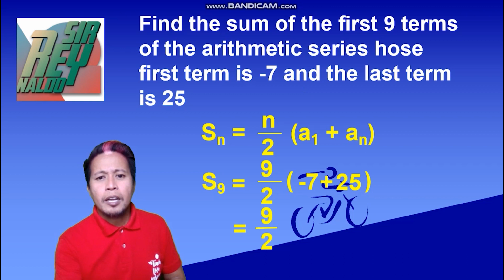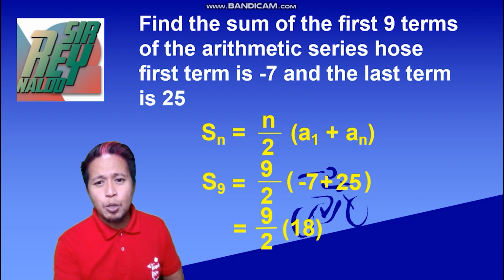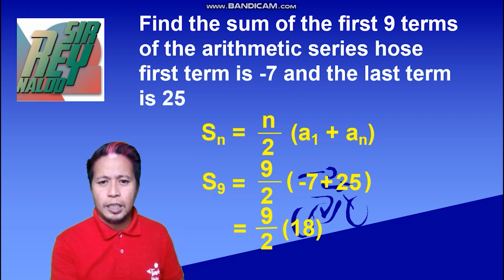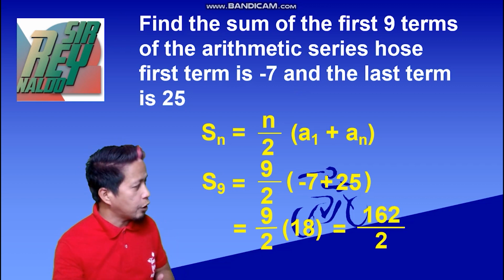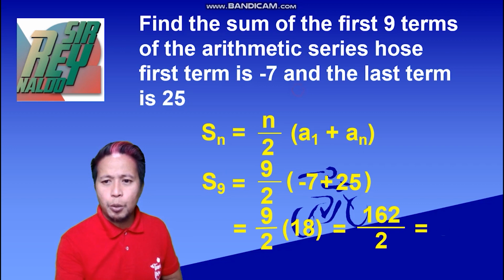So 9 over 2 is still 9 over 2. Then we have positive 18. So 18 times 9, we shall have 162 over 2. And simplifying further, we have 81. So ganun lang siya kadali.